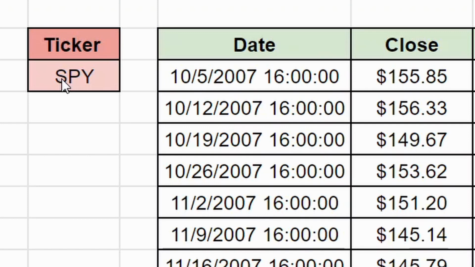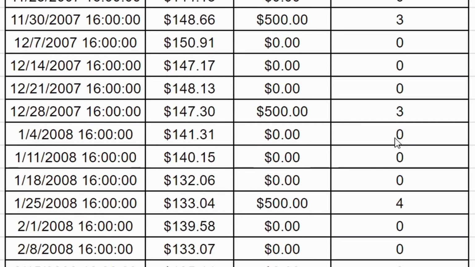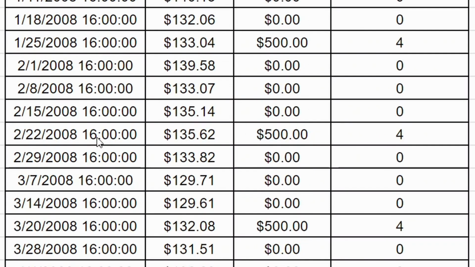But if we rewind back to the top of the housing market crash, the top was in October of 2007. The price was $155. You invest your first $500, you're able to buy roughly 3 shares. And then as you can see, a month goes by, we're in November, price went down a little, we're still buying 3 shares.